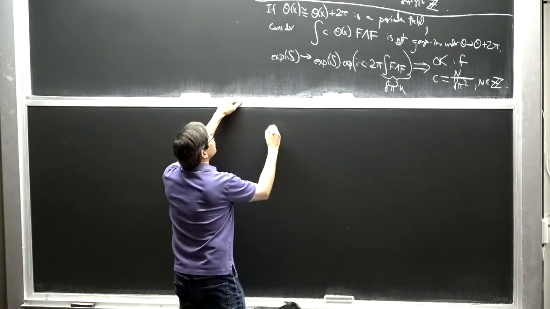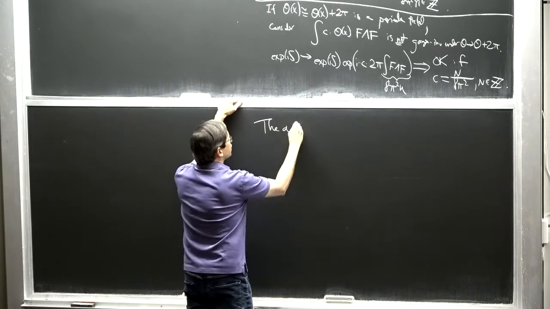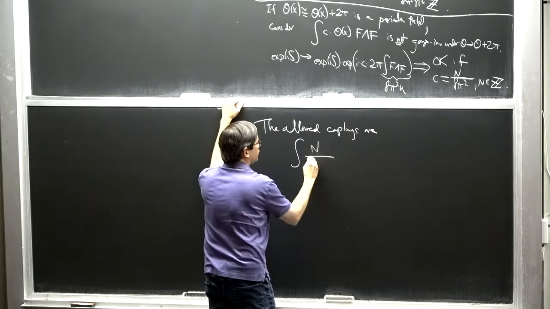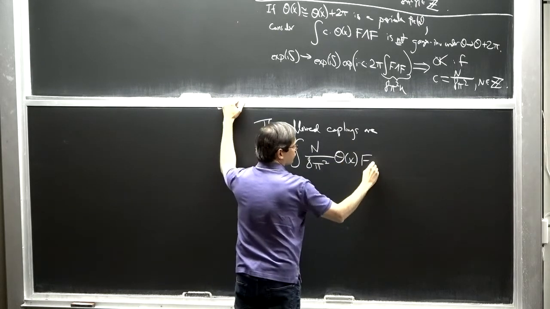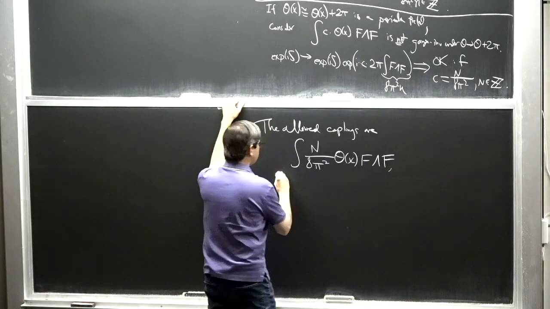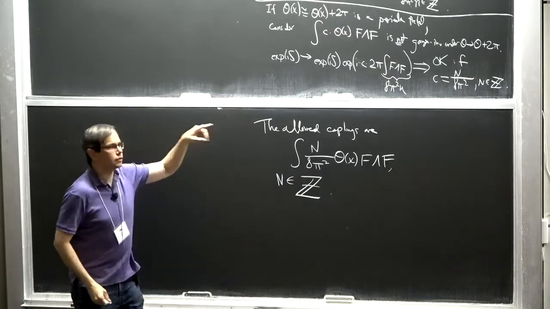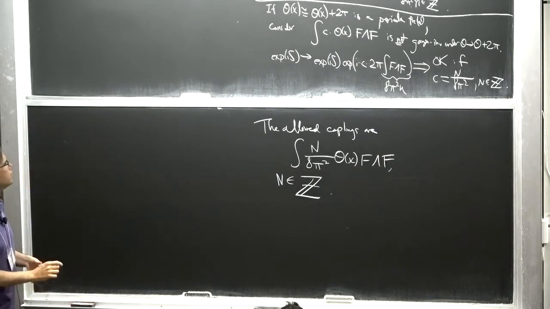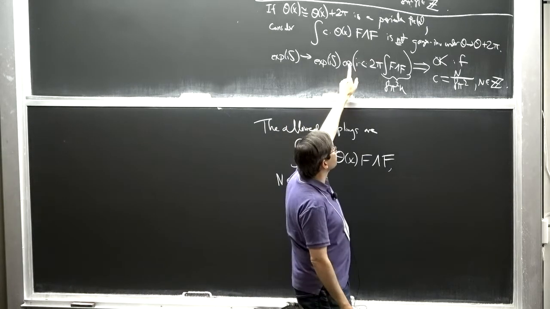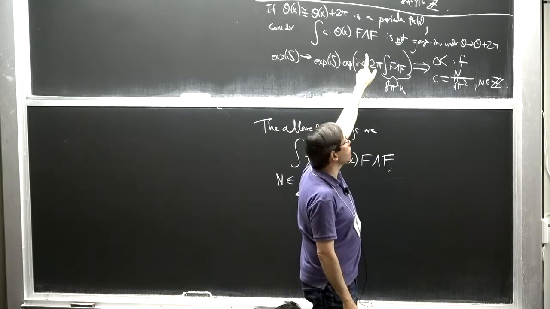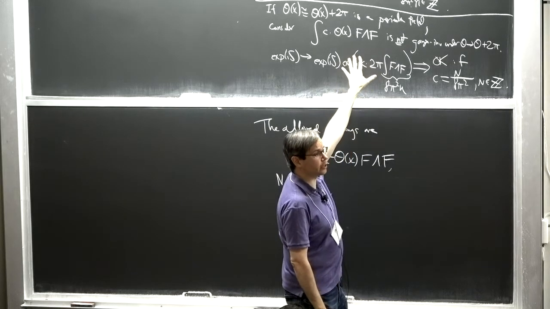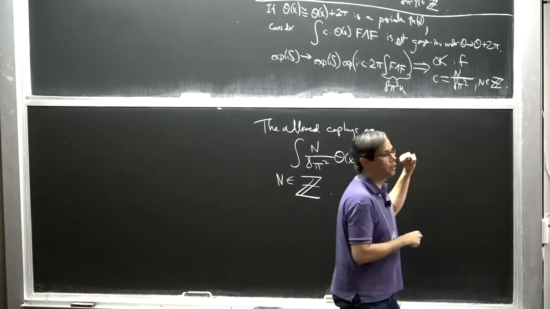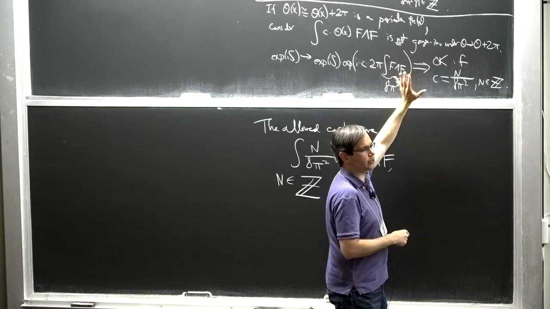So the conclusion, let me just write it again. The allowed couplings are an integer over 8 pi squared, periodic scalar field times f wedge f. This is a statement in a particular normalization of my fields where theta has period 2 pi and f has quantized flux. Those statements are renormalization invariant. If you canonically normalize, your canonical normalization depends on a factor of e, which is running, and then that will show up here. But this statement in the normalization I'm using is well-defined and invariant.